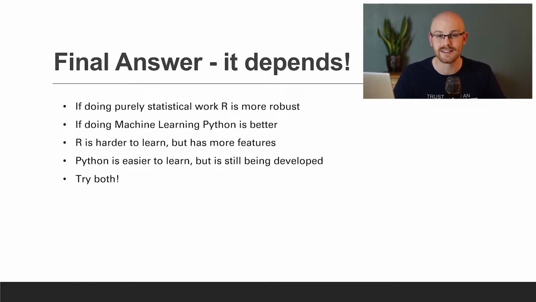But it really does depend on what you're using it for. If you're doing purely statistical work, R is going to be the better choice. If you're doing machine learning, Python is arguably much better. In my opinion, R is harder to learn, but it has more features, while Python is easier to learn, but isn't as developed yet. And so what I genuinely think you should do is try both. I think you really need to get some hands-on experience, take a course in both, just see what you think and determine for yourself what you think is better.